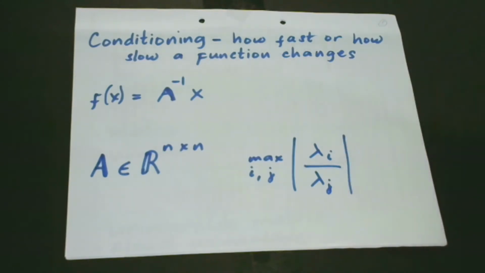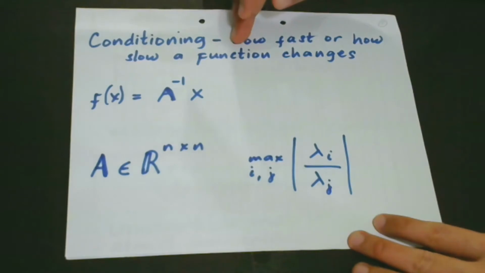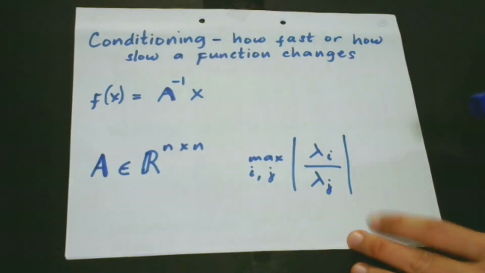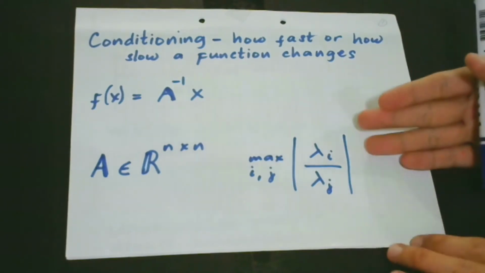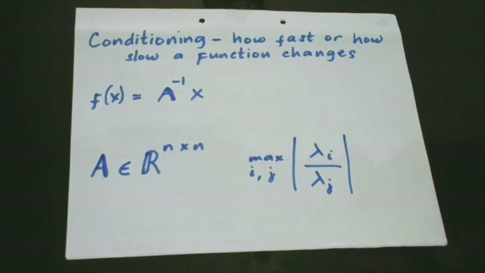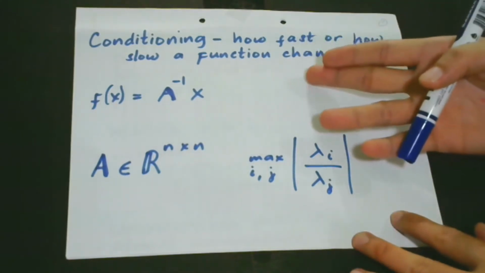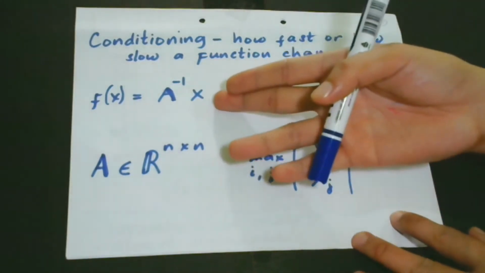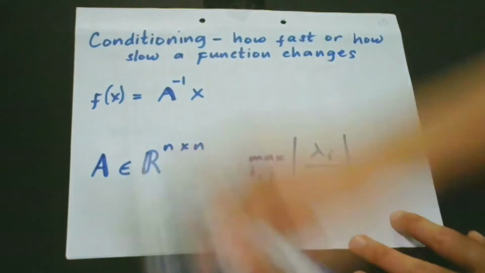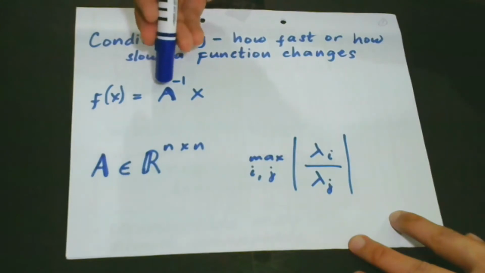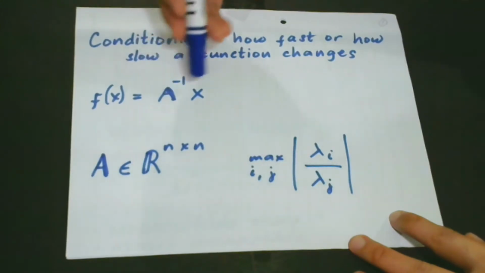So conditioning refers to how fast or how slow a function changes depending on how small the change in input is. For you to be able to understand what this really means, let's have this function as an example. We have the function f(x) which is equal to inverse matrix A times x.